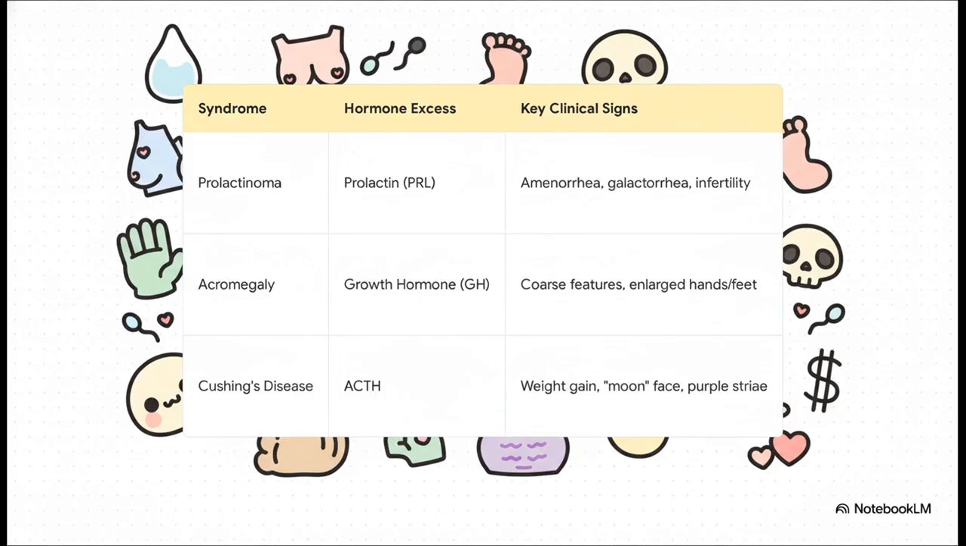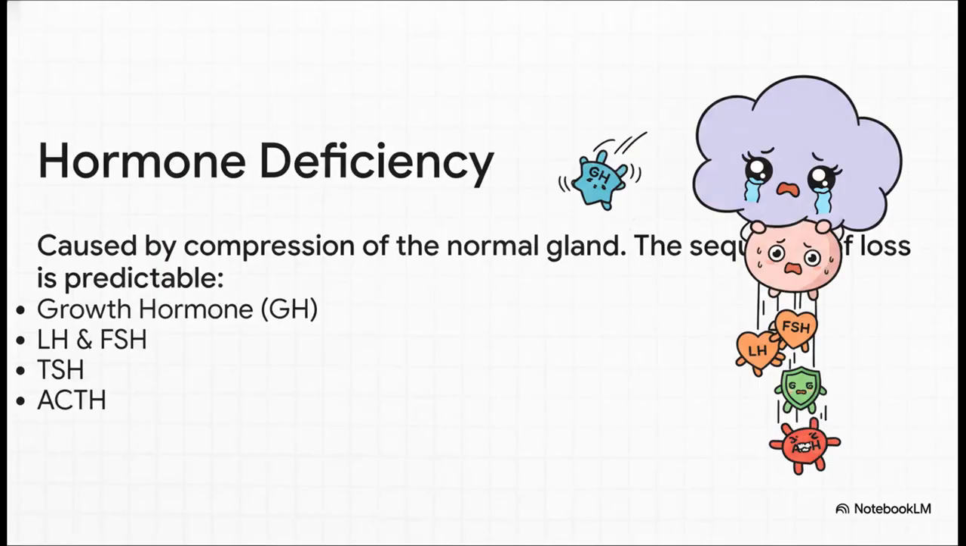Now, if we look back at Maria's symptoms, that central weight gain and especially those purplish abdominal stria, they are textbook signs that point strongly towards Cushing's disease, all driven by excess ACTH. But on the flip side, macroadenomas can also cause hormone deficiency, or hypopituitarism, just by squishing the healthy parts of the gland. This loss of function tends to happen in a pretty predictable sequence.